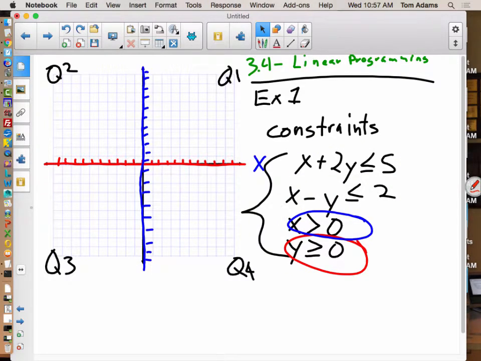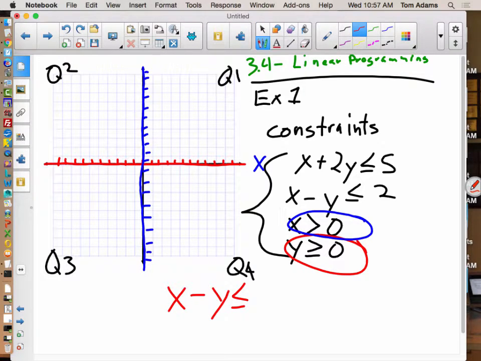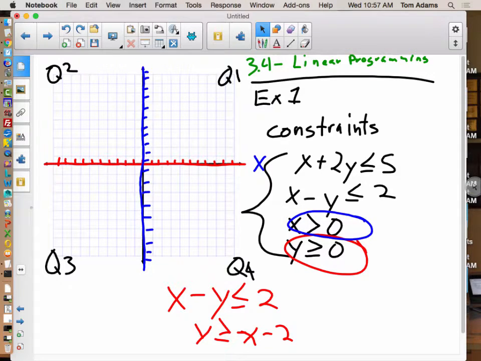So anyways, if I take x minus y is less than or equal to 2, and I solve for y, what I end up with is y is greater than or equal to positive x minus 2. I'm going to subtract x from both sides, then divide everything by -1, correct? So I have a slope of +1 and a y-intercept of -2. And you know what? I'm going to graph that in green.